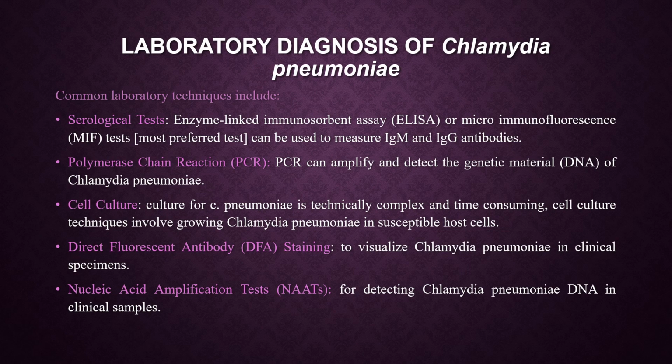Cell culture: Chlamydia pneumoniae is an obligate intracellular parasite. It can be isolated by cell culture. Direct fluorescent antibody staining: this staining involves using fluorescent dyes to visualize Chlamydia pneumoniae in clinical samples. Nucleic acid amplification test: this test is highly sensitive and specific for detecting Chlamydia pneumoniae DNA in clinical samples.